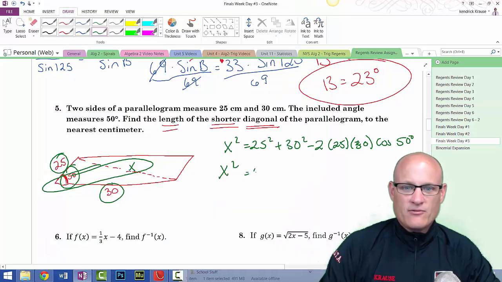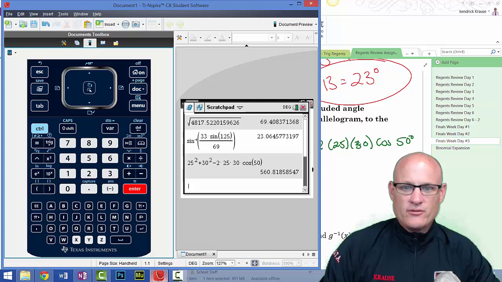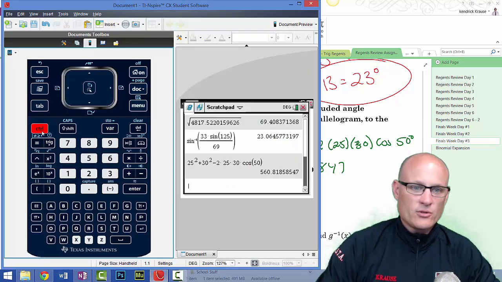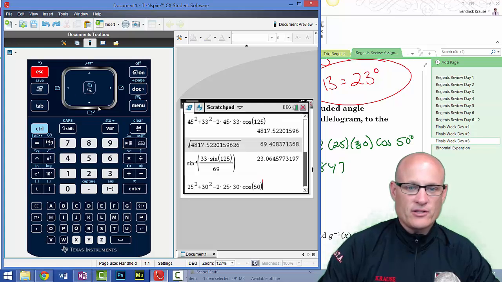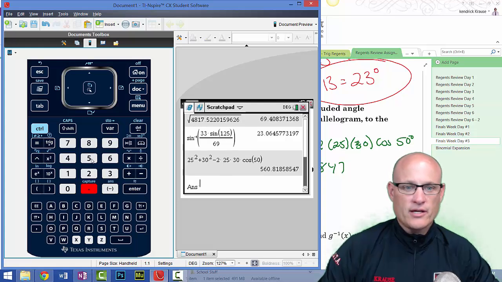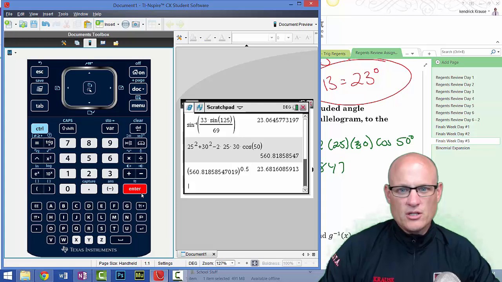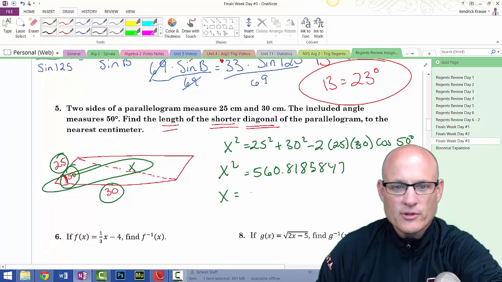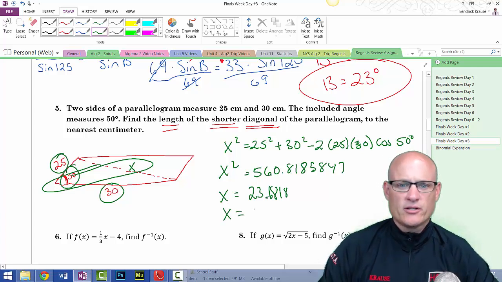560.818. Don't round. 5847. I believe that was right. Now, in order to find x, I'm going to take the square root. By the way, do you all know a fast way? You want to know a fast way to do this? Fast way to take the square root is just raise it to the half, because isn't 1/2 a square root? 23.6818. So x is equal to, to the nearest centimeter, 24.